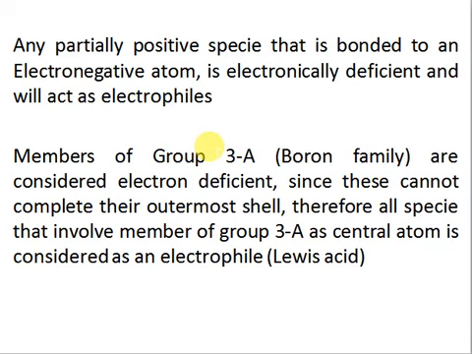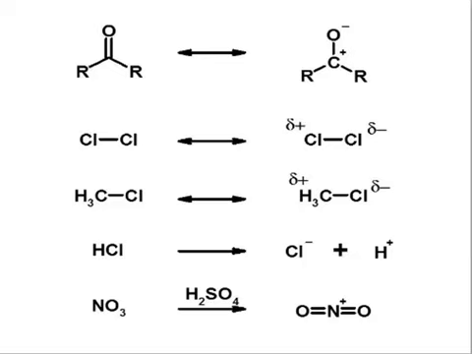So whenever you want to check whether a species is an electrophile or not, you have 3 criteria. Number 1, if any species has a full positive charge, it will definitely act as an electrophile. If a species has a partial positive charge because of its bonding with an electronegative atom, then it will act as an electrophile. And the third criterion is that if any atom belongs to group 3A, the boron family, then it will act as an electrophile, or a Lewis acid. So let's consider a few examples in which we can see whether a species will act as an electrophile or not.